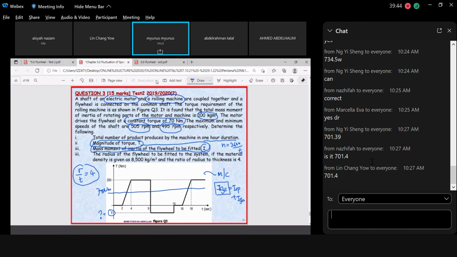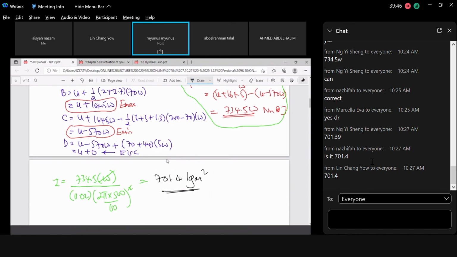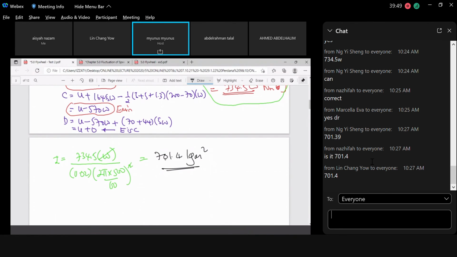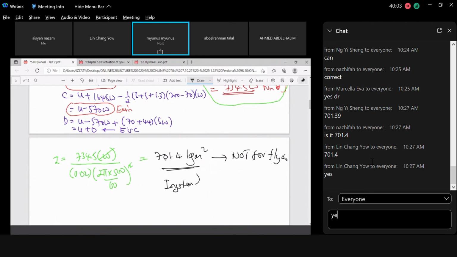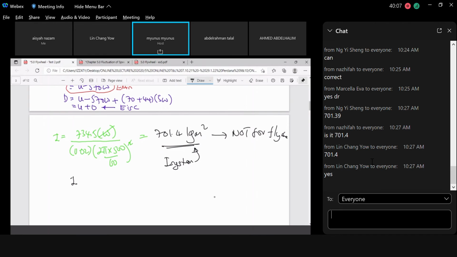But remember, as I mentioned earlier, whatever you calculated is not for the flywheel alone, correct or not? Yes or no? This is the I system. So your I system is equal to the I rotating part plus I flywheel.